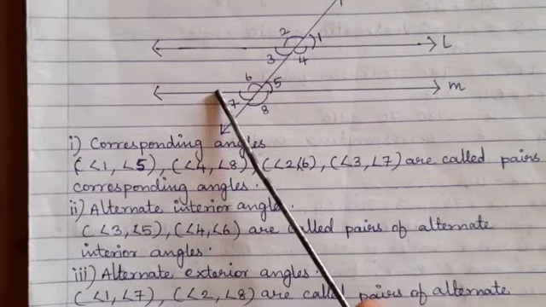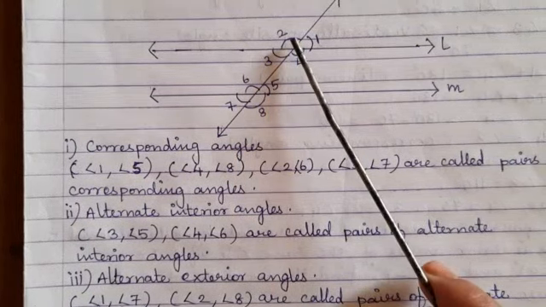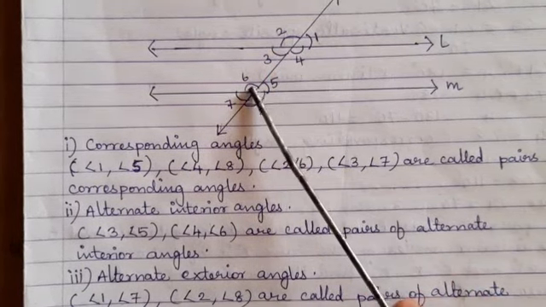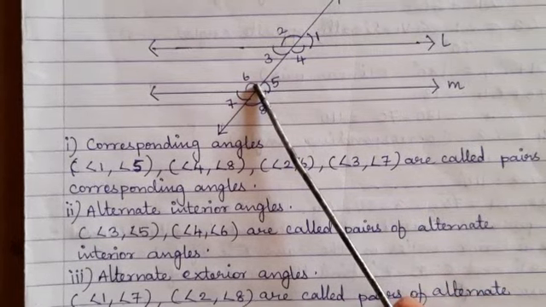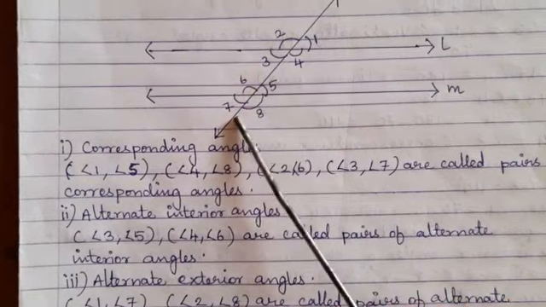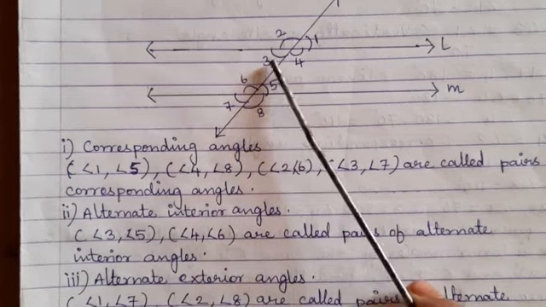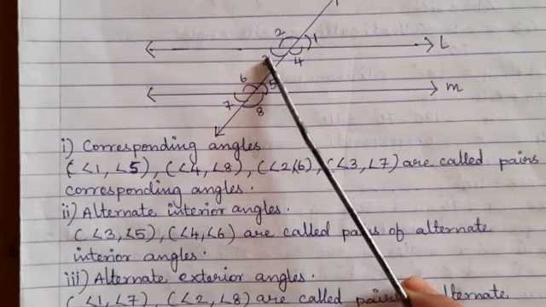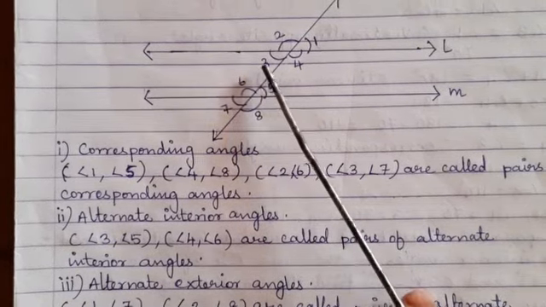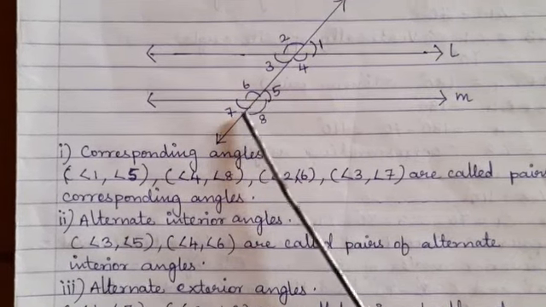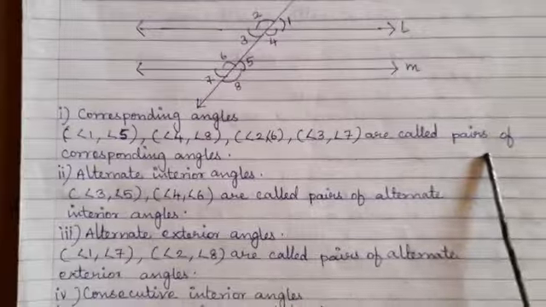Now you come to this side. In the same way, angle 2 is an exterior angle and angle 6 is an interior angle. These two angles are corresponding angles. In the same way, on the same side of the transversal, angle 3 is an interior angle and angle 7 is an exterior angle. So angle 3 and angle 7 are known as corresponding angles.